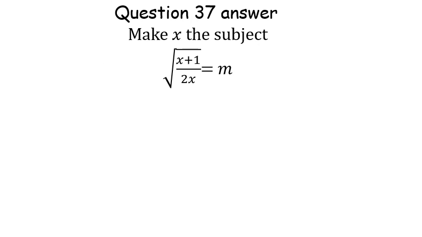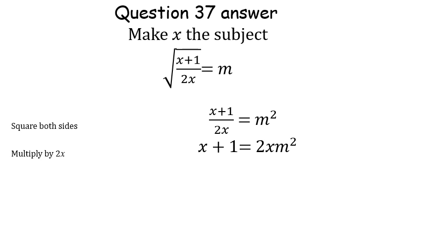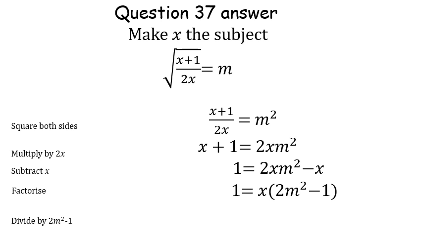Question 37. I started by squaring both sides of the equals sign and then multiplied by 2x to get it out of the denominator. I then subtracted x from both sides to get the x terms on the same side of the equals sign. I then factorised so that I could divide by 2m squared minus 1, getting x equals 1 over 2m squared minus 1.